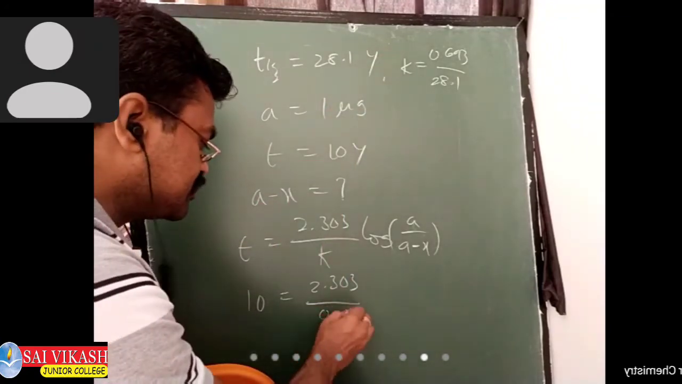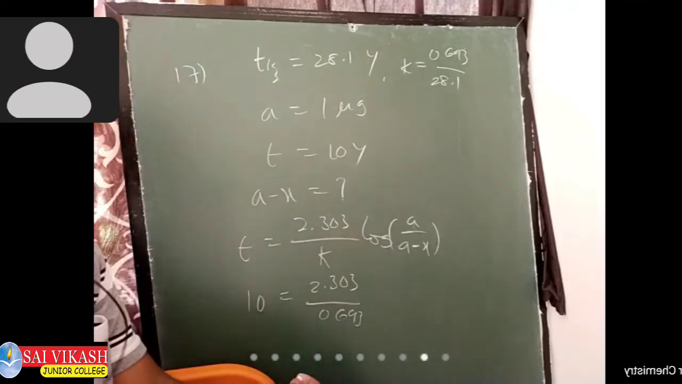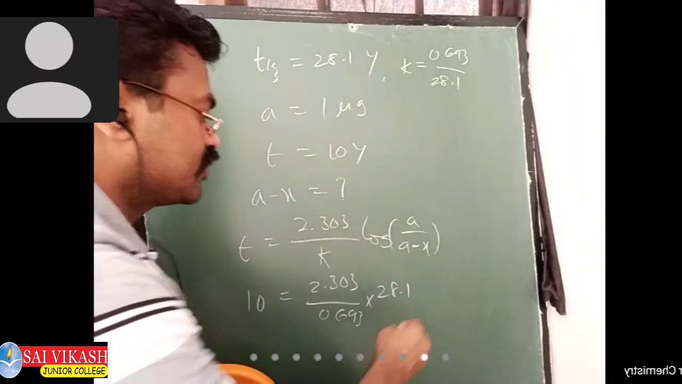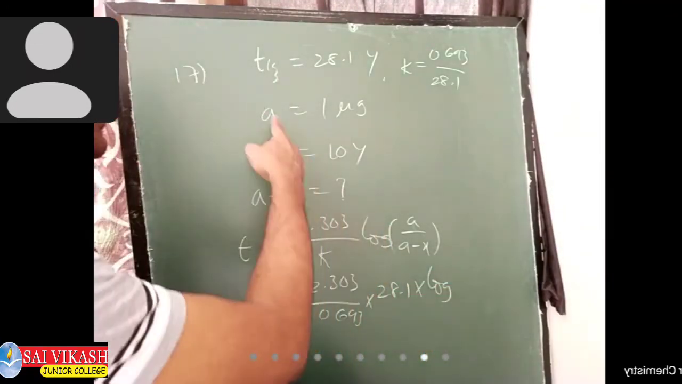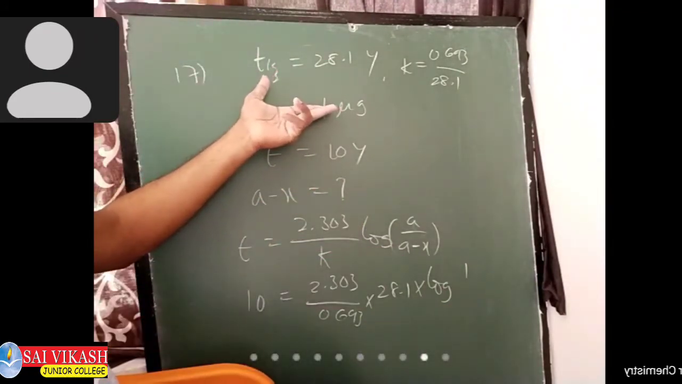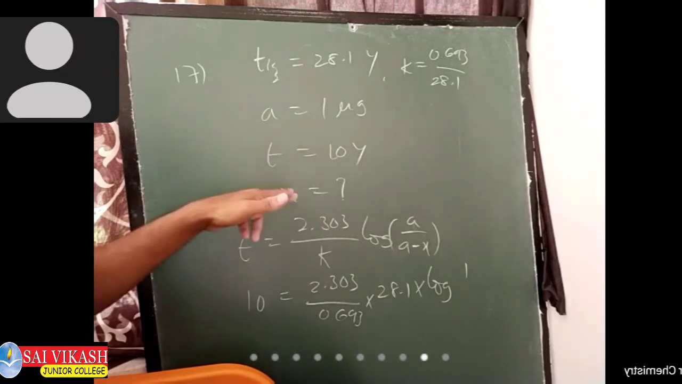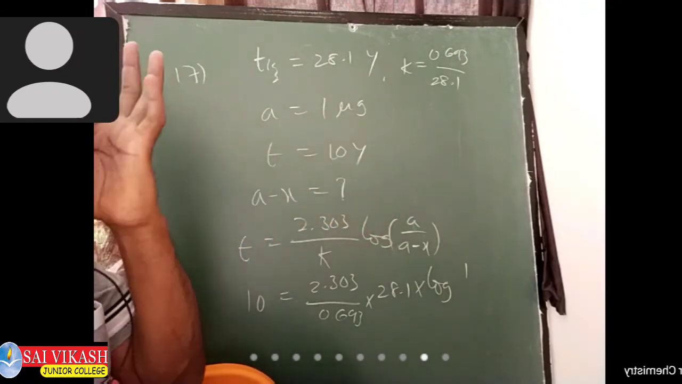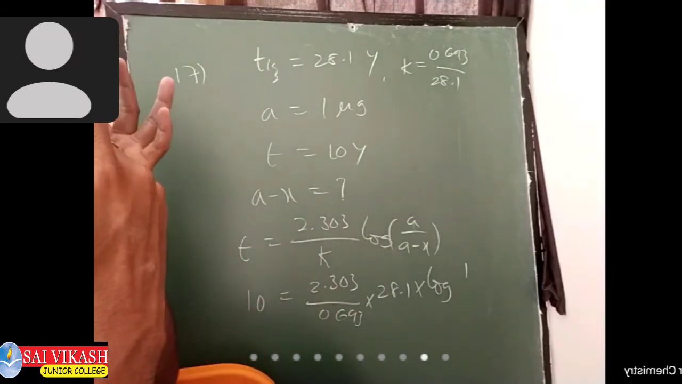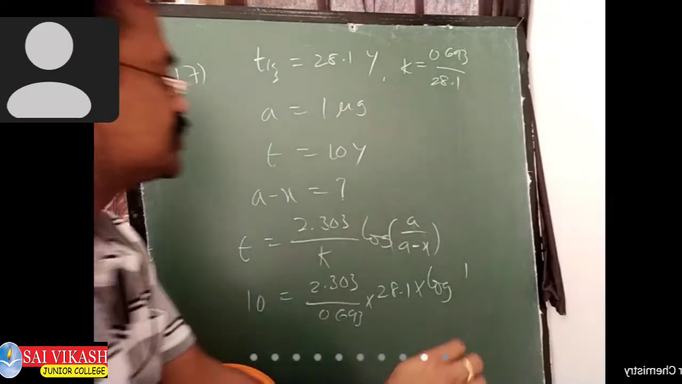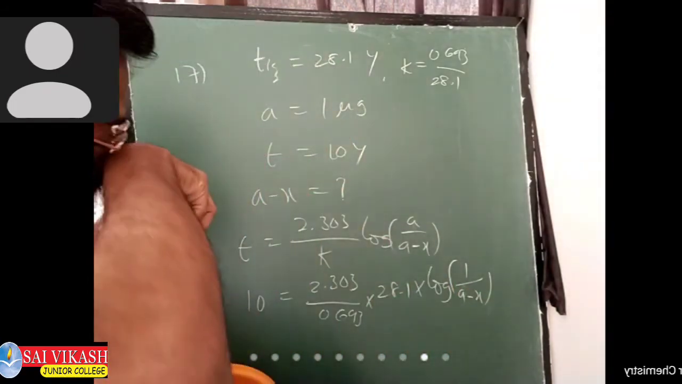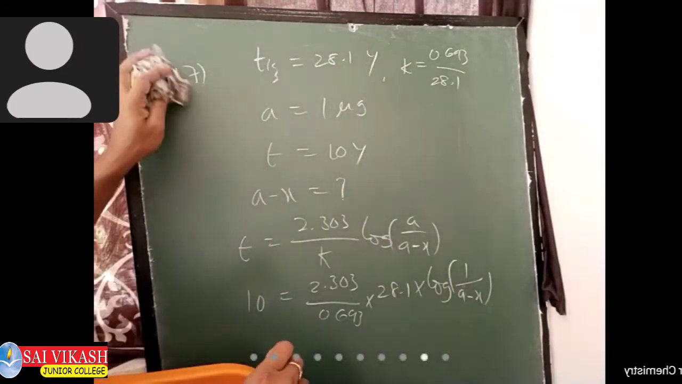So K is how much? 0.693 by 28.1, so it is A into 28.1 into log of A, they give in 1 microgram. You can take microgram only because here A minus X they are asking, that is also you will get in micrograms. If A is taken in microgram, A minus X also you will get in microgram only. So 1 by A minus X. Yeah, this A minus X is needed. So simplify this.